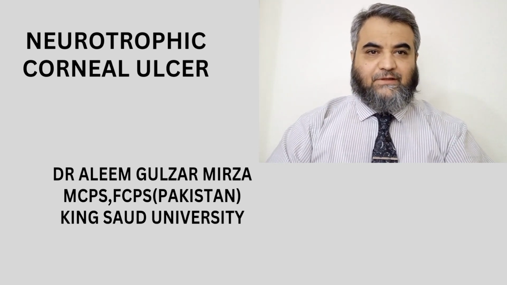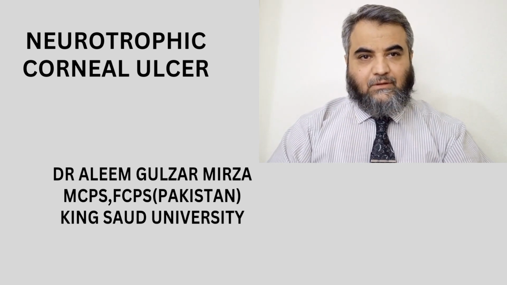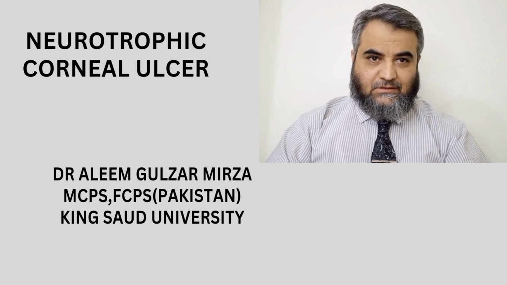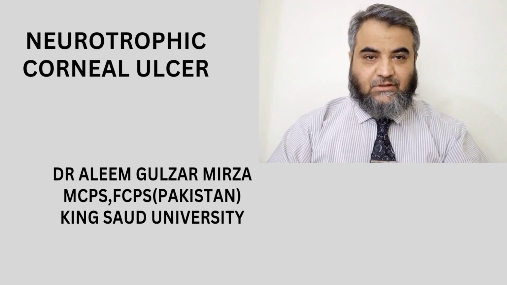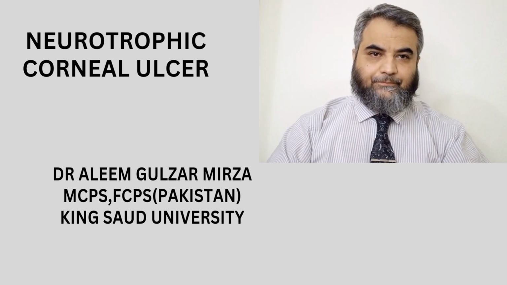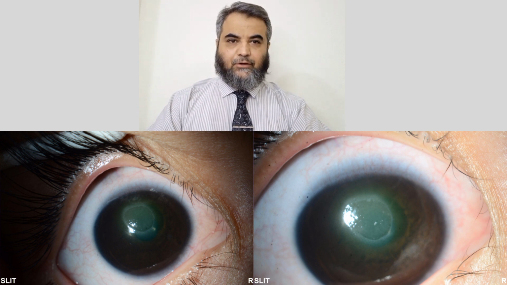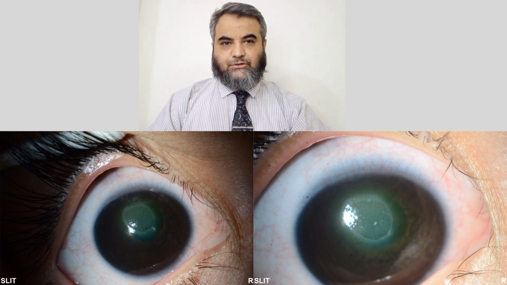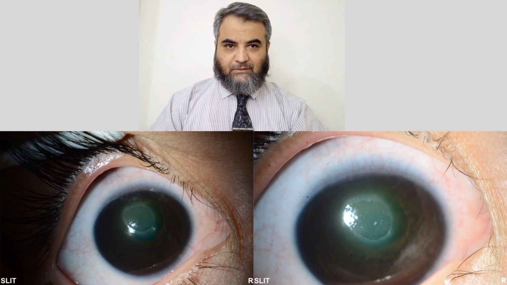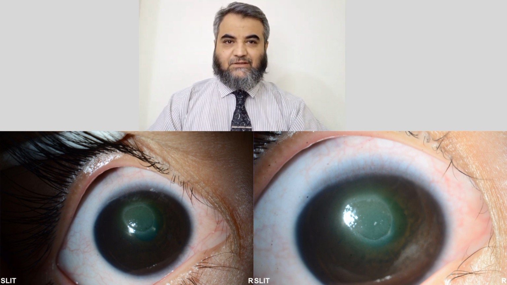Today my topic of discussion is about neurotrophic corneal ulcers, their causes, manifestations, clinical features and possible treatment. In this photograph you can see that there is a central corneal ulcer, almost 4 by 4 millimeter, and it is occupying the visual axis, right in the center of the pupil.